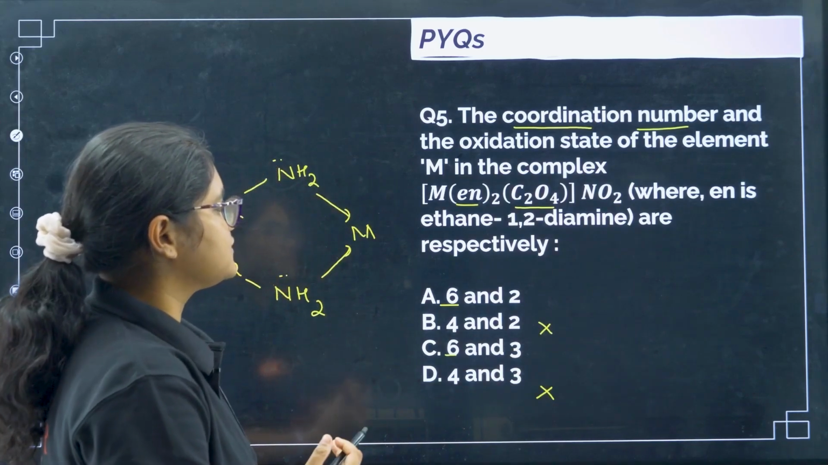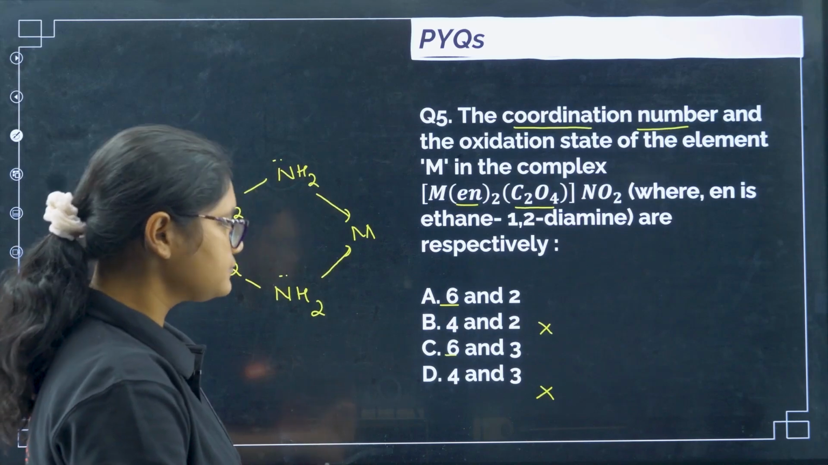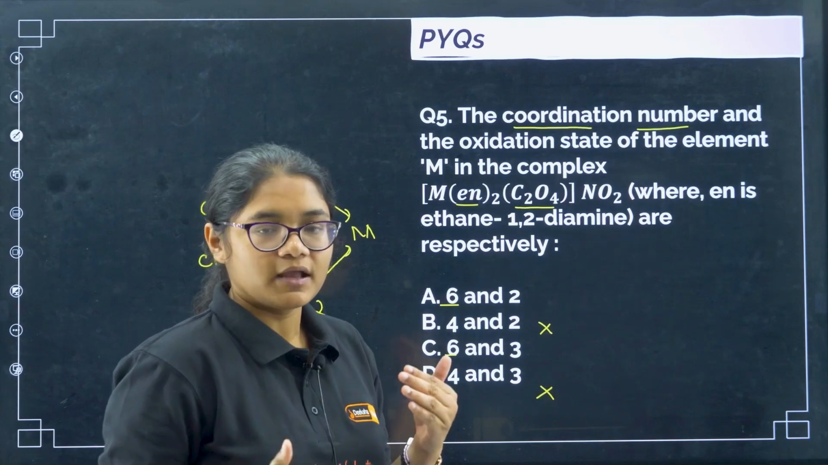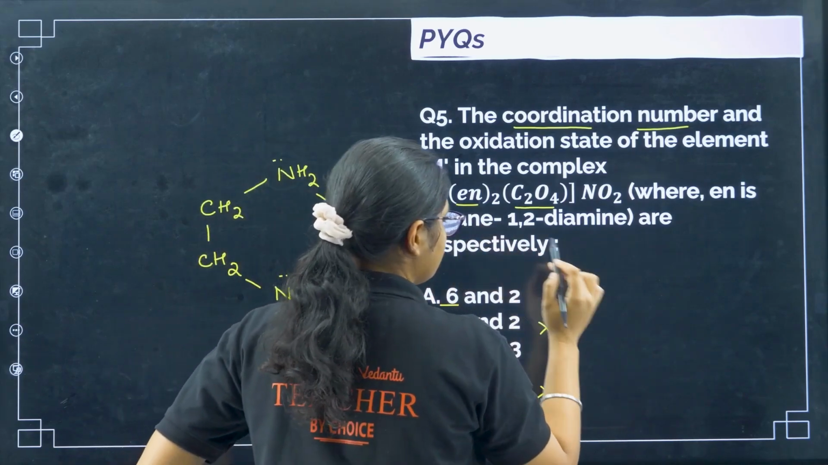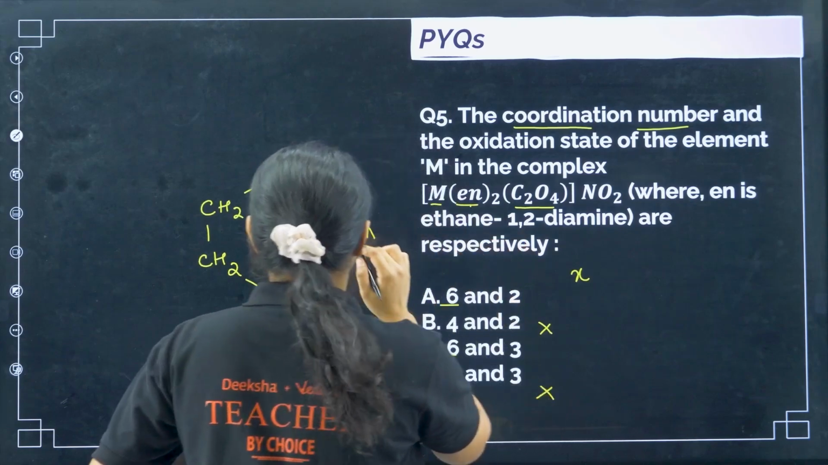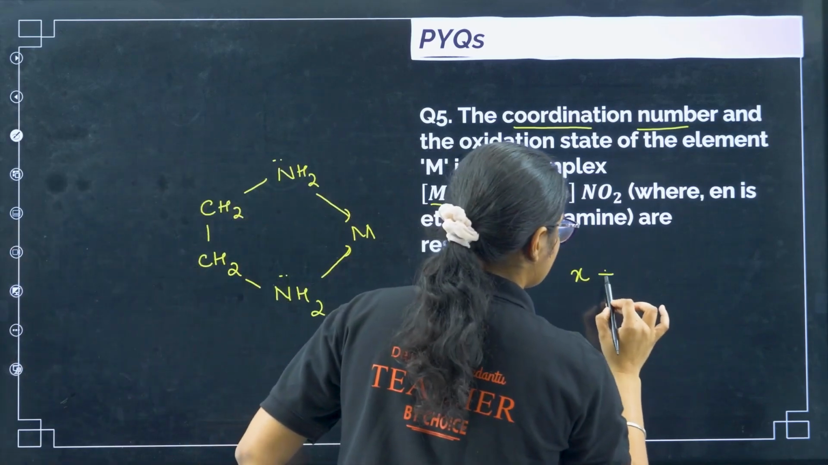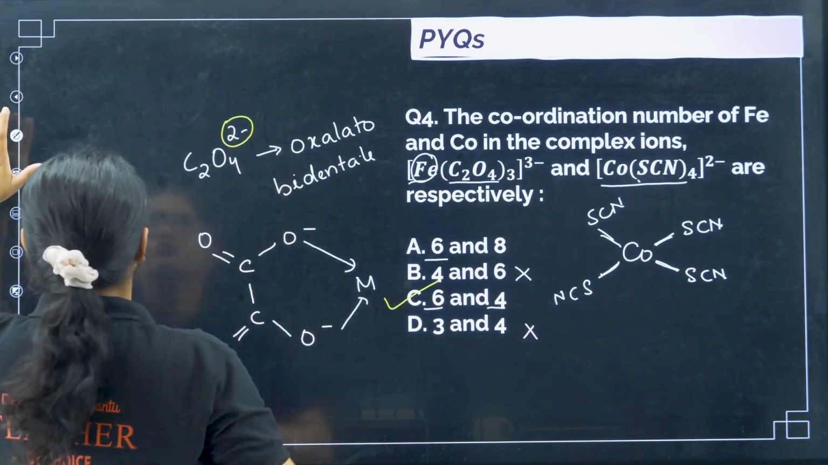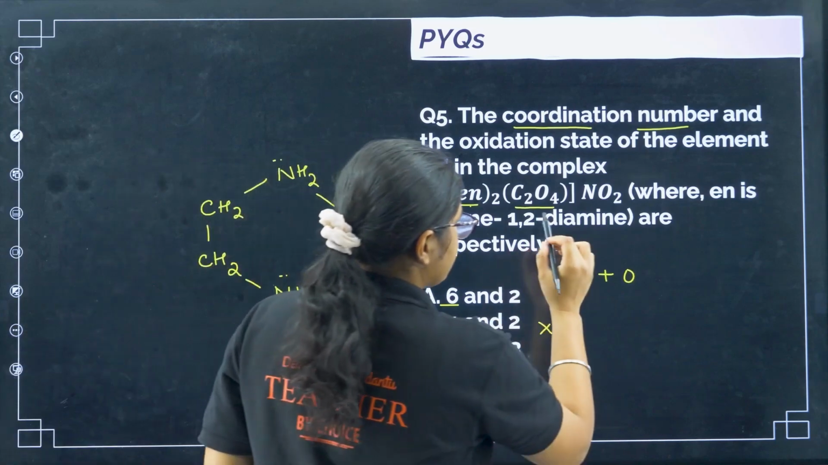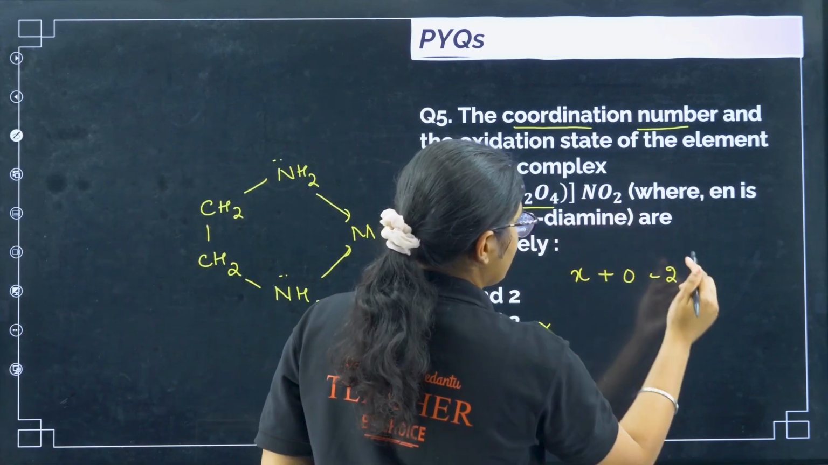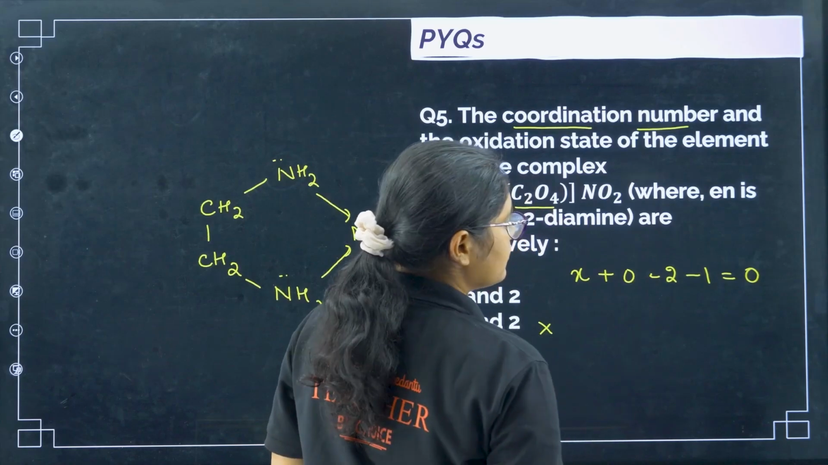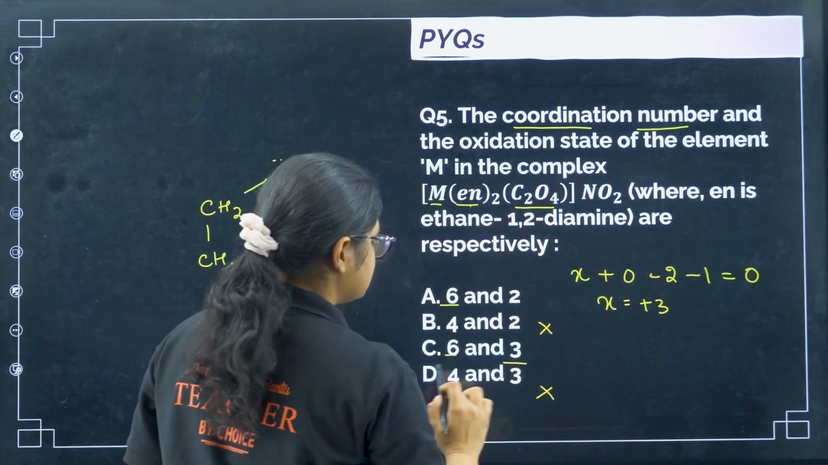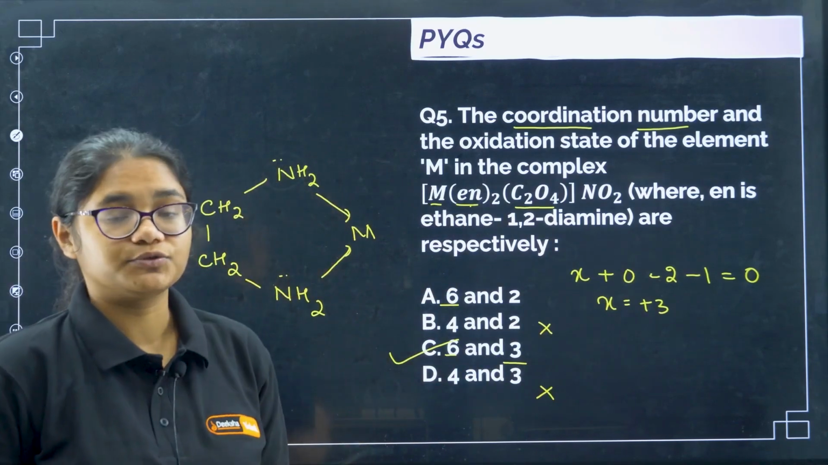The next thing asked is the oxidation number of the metal. It is calculated simply as you do in the redox chapter. Let me take the oxidation number of the metal as X. En is a neutral ligand, so its charge is 0. C2O4, as I showed when I drew the structure, has a charge of -2. Then NO2 has a charge of -1. The sum is equal to 0. If I solve this, I get X = +3. So the charge of the metal here is +3, and the correct answer for this question is option C.